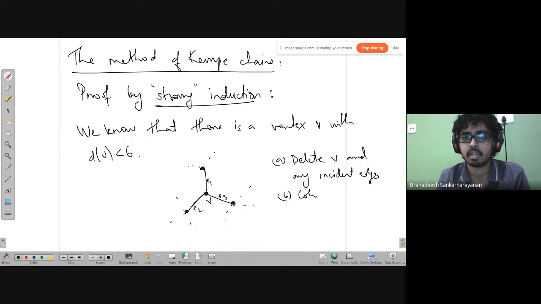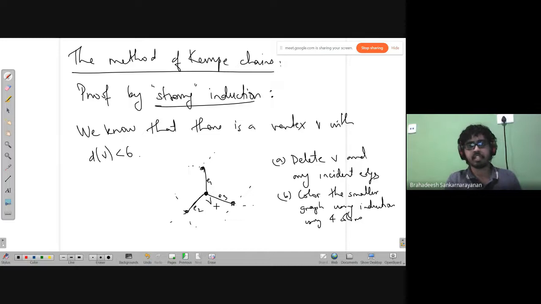Then color the smaller graph using induction. Okay, this we can do using 4 colors. How? Simply by induction. Once you've deleted V, we get a smaller graph, so that by induction, we know we can color using 4 colors. So do that. Now you have to put back V. So it suffices to assume that there are some colors. Let's say there's a color over here, a color over here, a color over here. Okay, right? So now you put back V.